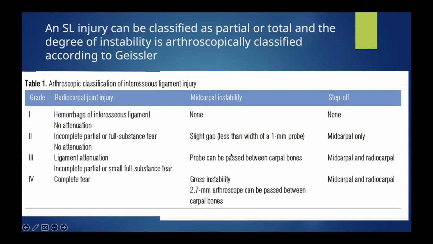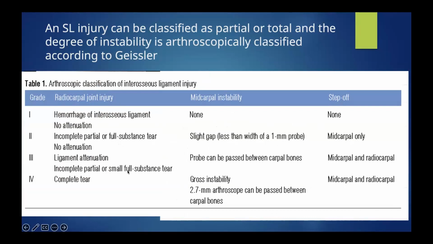So this is again a recap of the same. Grade 1 is just hemorrhage of the interosseous ligament, and there is no midcarpal instability, and there is no step off. Grade 2 is incomplete partial or full substance tear, and there is slight gap less than 1 mm probe, and there is midcarpal step off.